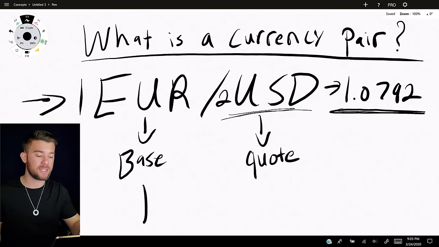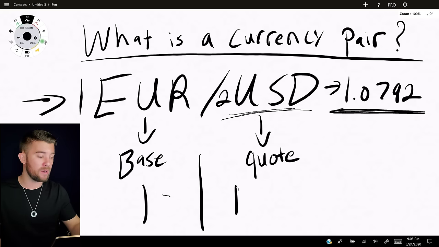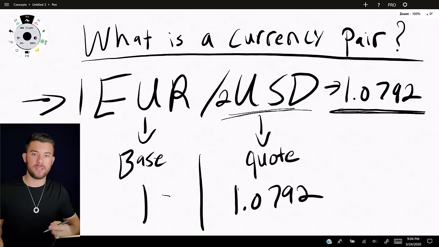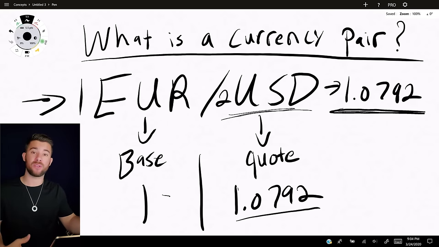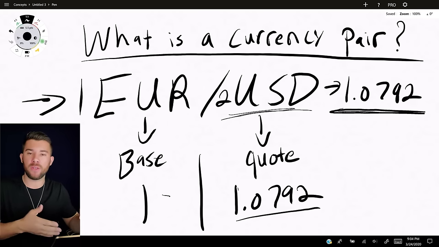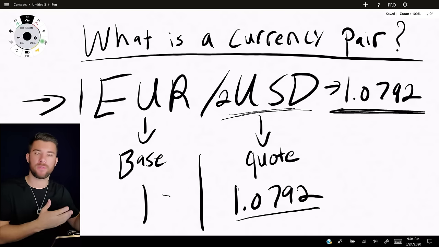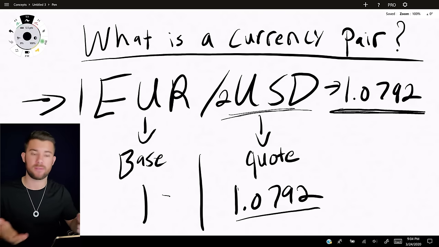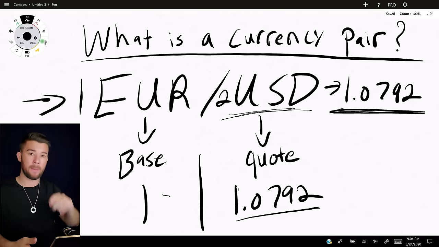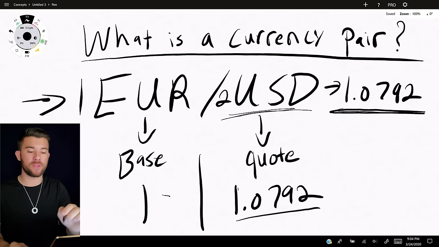What this means in hindsight is that if I have 1 euro, I essentially have $1.0792. Or another way to look at this is it takes $1.0792 to make 1 euro. So therefore the value of the euro is higher than the value of the dollar by roughly 8 cents, 7.92 cents. So let's look at one more pair and try to go over this one more time to make sure that you're getting it.